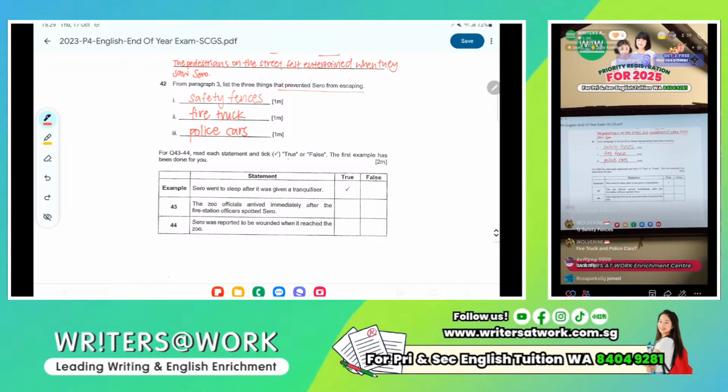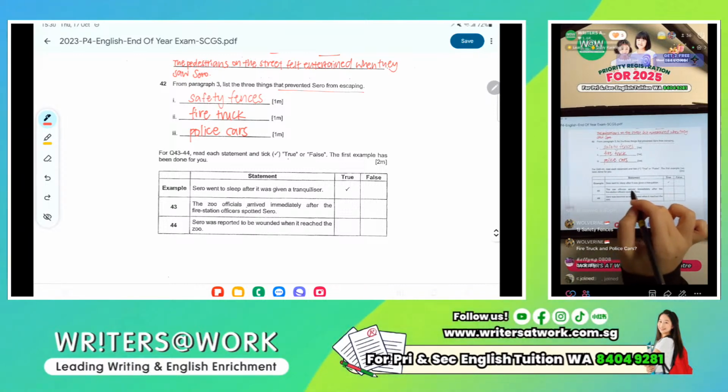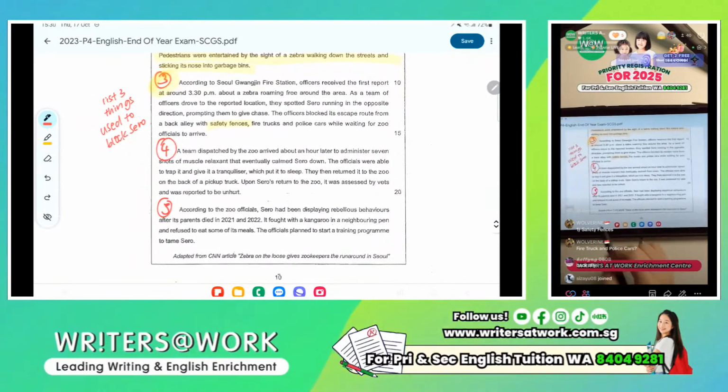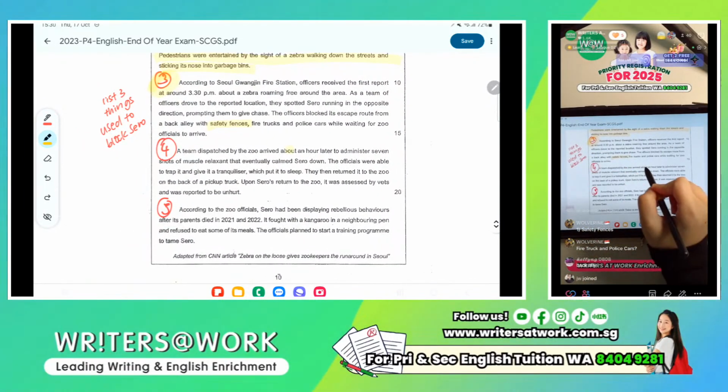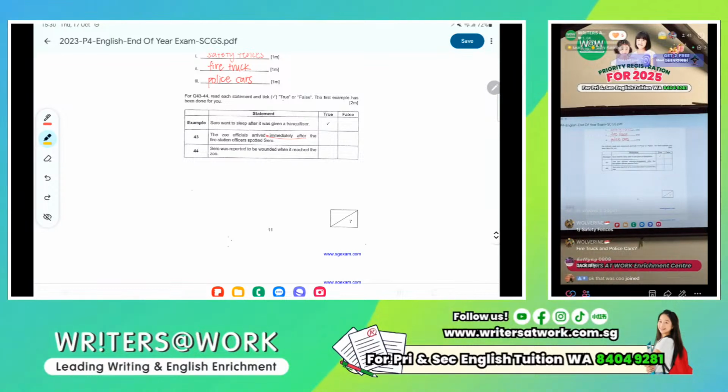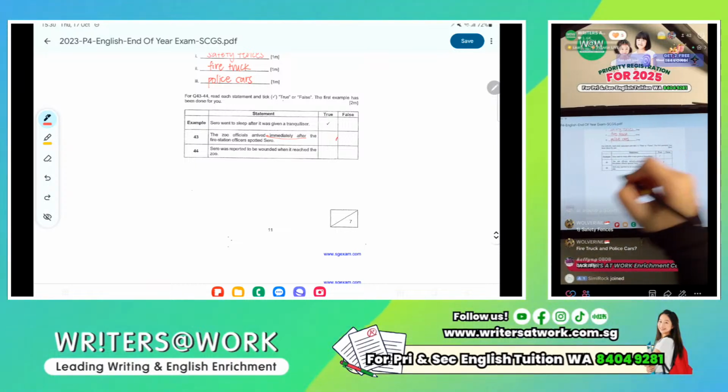Okay, questions 43 to 44, read each statement and tick the true or false box. The first example has been done for you. The zoo officials arrived immediately after the fire station officers spotted Cero. Did the zoo's officials arrive immediately? When did they arrive? They only arrived an hour later. So the answer is actually false.